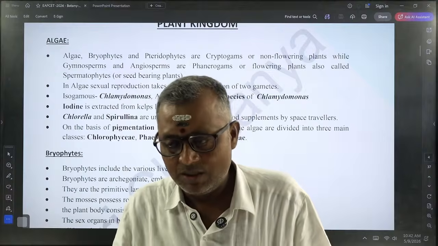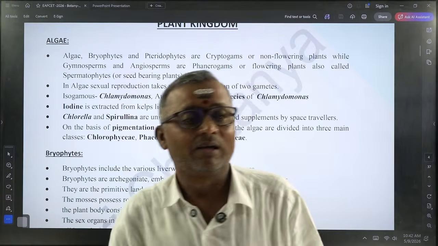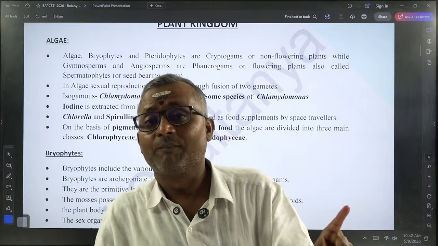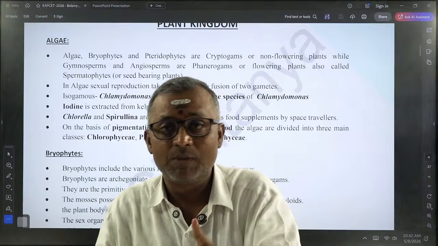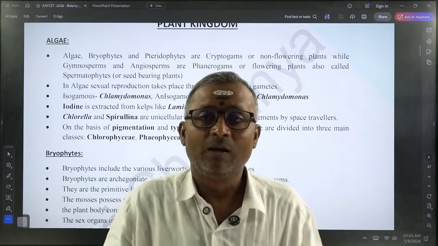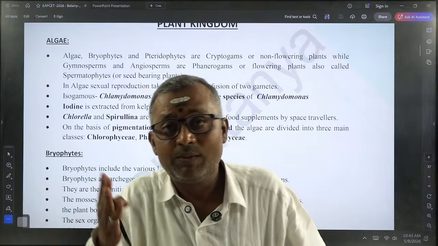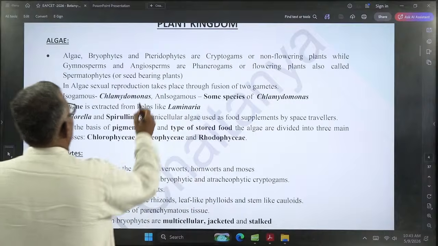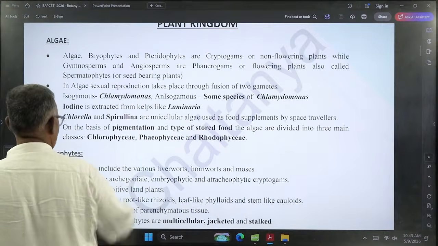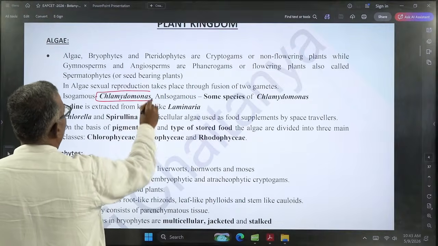In our NCERT book, for isogamy, we again have two different categories: isogamy with motile gametes and isogamy with non-motile gametes. Here in the state book, for isogamy with motile gametes, we have an example as Chlamydomonas.